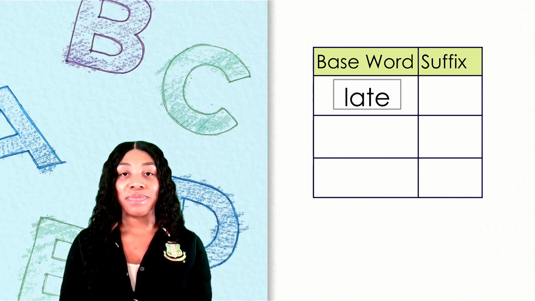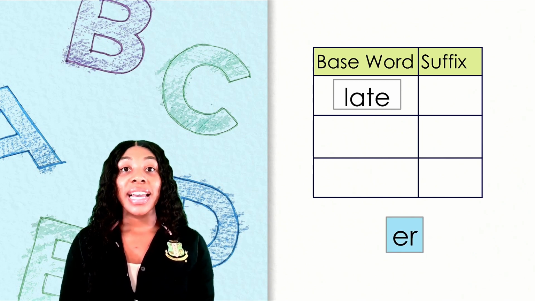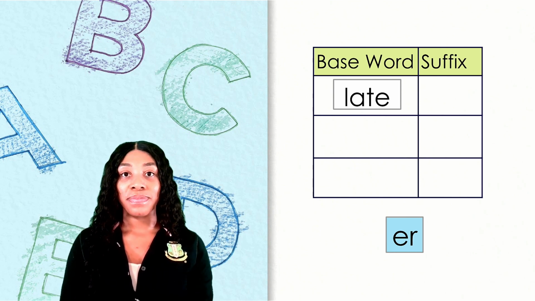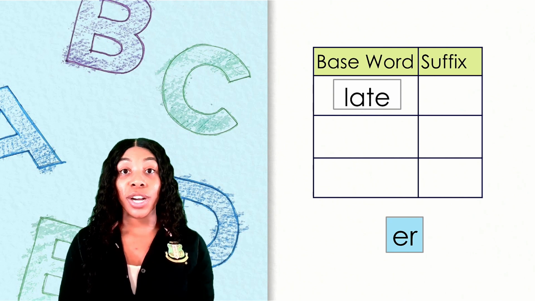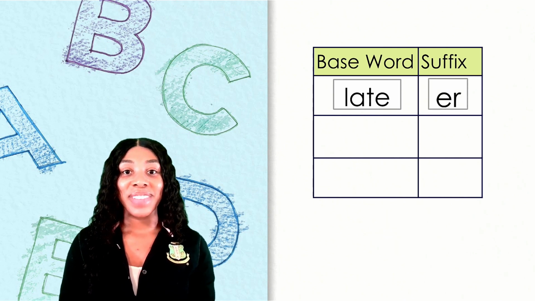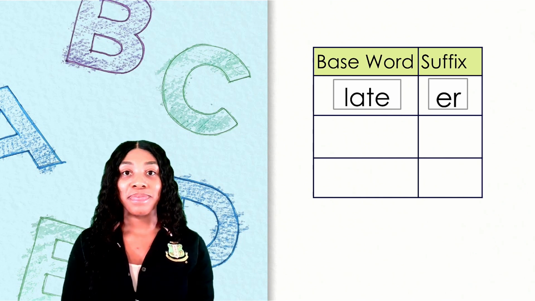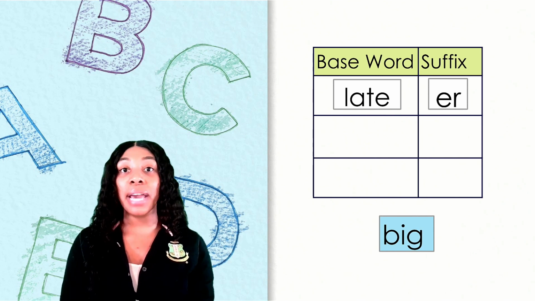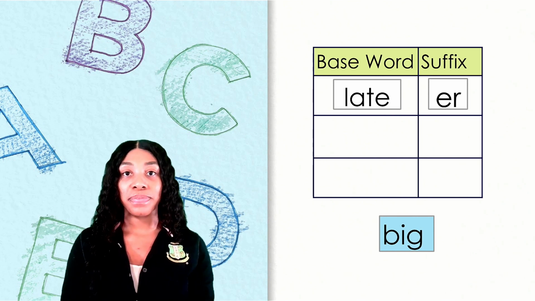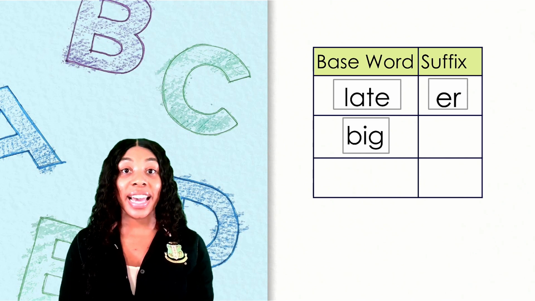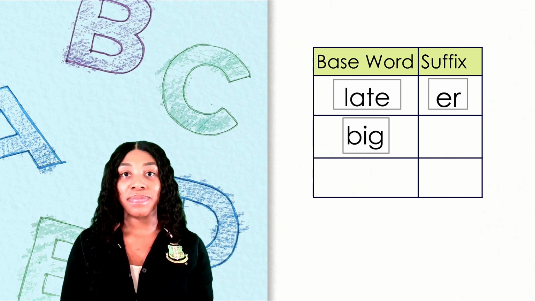Let's try another. Is er a base word or suffix? Er is a suffix. It will change the meaning of the base word to mean more. Our next part is big. Is big a base word or suffix? Big is a base word. We can add affixes to the end to change its meaning.